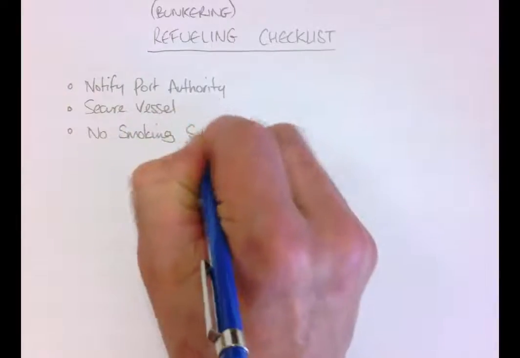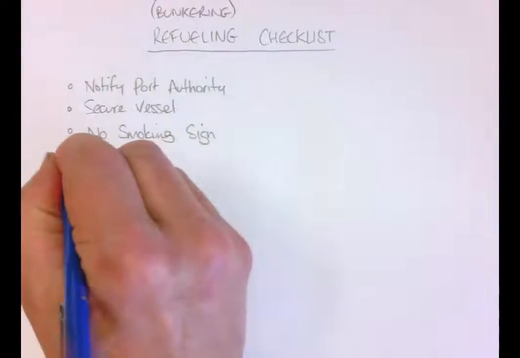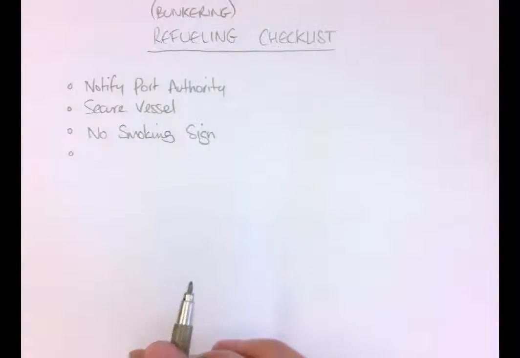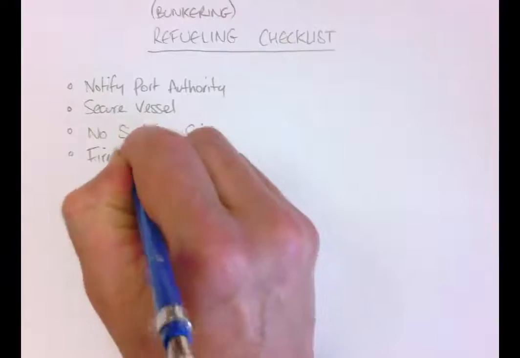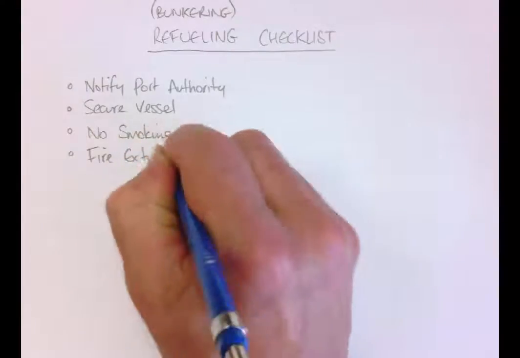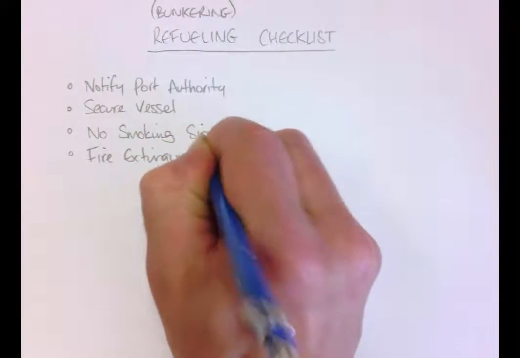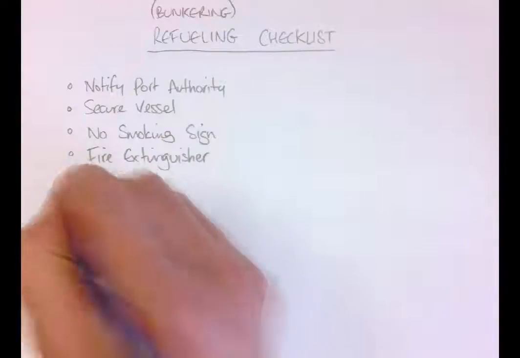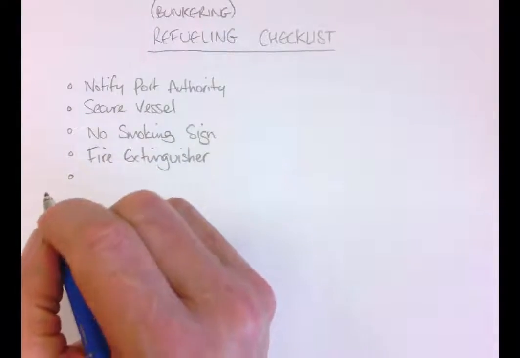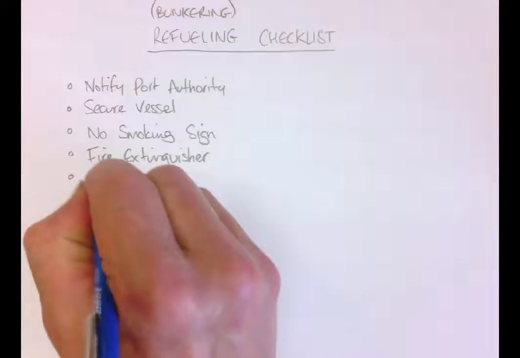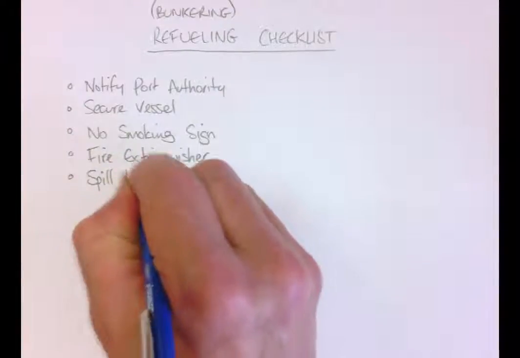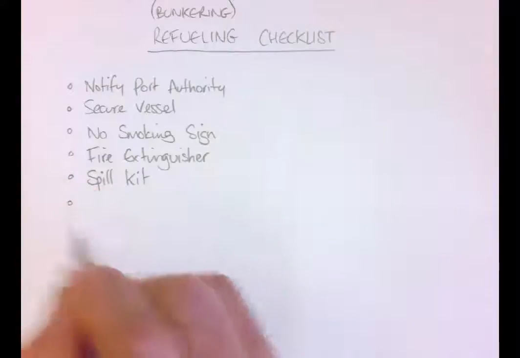No smoking sign. The supplier should have that, bring that with them to put on the wharf. We want to have a fire extinguisher. As we said, for a potential B-class fire, the best is foam. Which colour is foam extinguisher? It is blue.